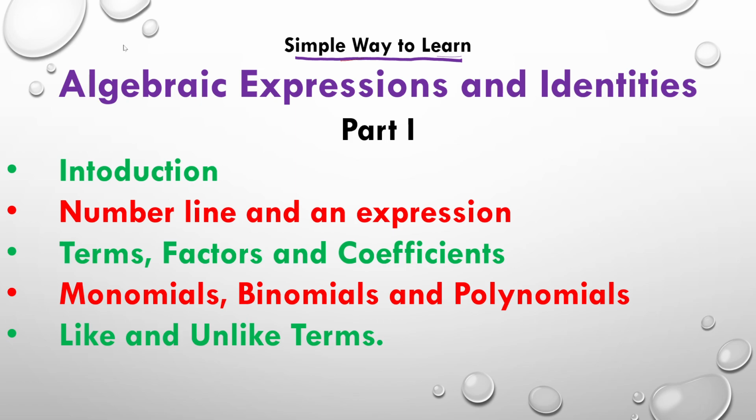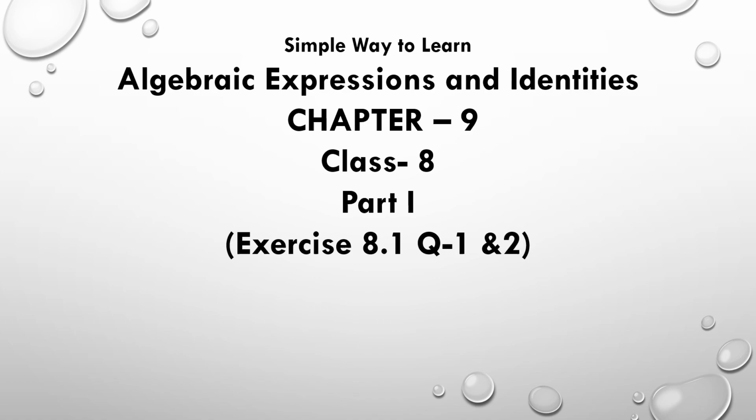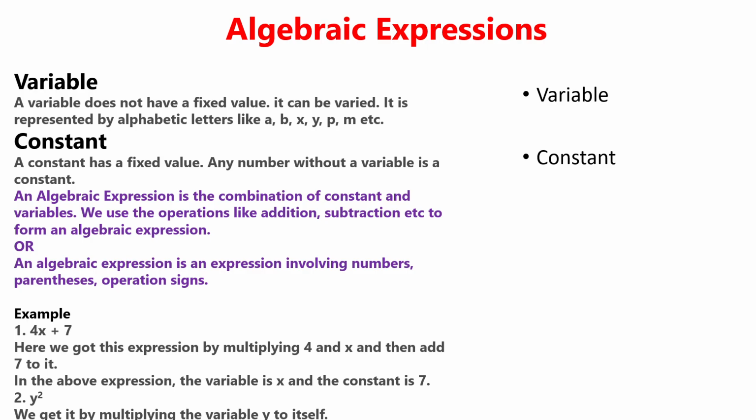Today we shall discuss algebraic expressions and identities: the introduction of algebraic expressions, how algebraic expressions can be represented on the number line, and the terms, factors and coefficients of algebraic expressions, types of algebraic expressions, monomial, binomial, trinomial and polynomials, and like and unlike terms of algebraic expressions. This is chapter 9 of the class 8 NCERT book. We shall solve today Exercise 8.1, questions number 1 and 2.